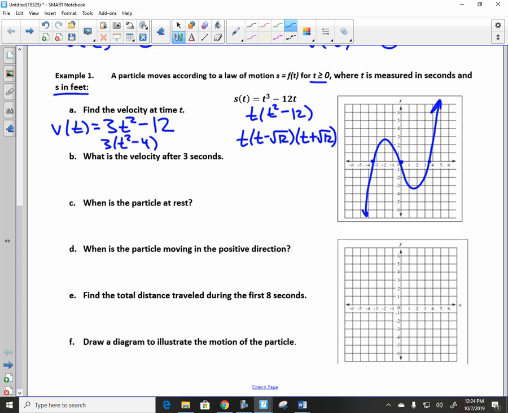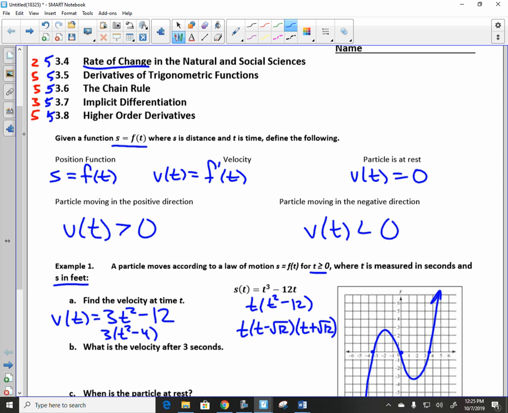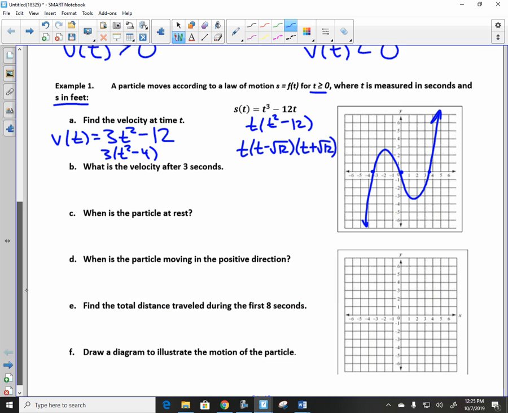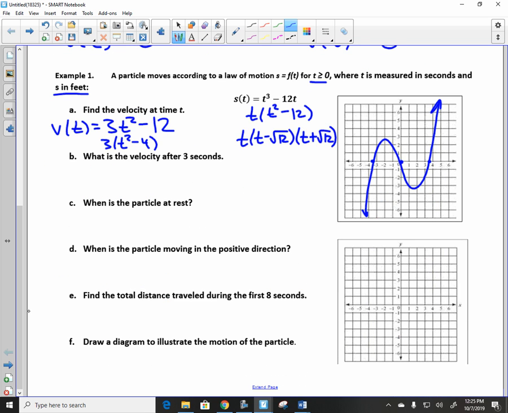Here. So I didn't take the derivative of it. I just factored out a 3. Well, why did I take the derivative of this to get that? Because velocity is the derivative of the position function. Okay. So, thank you for asking your question.